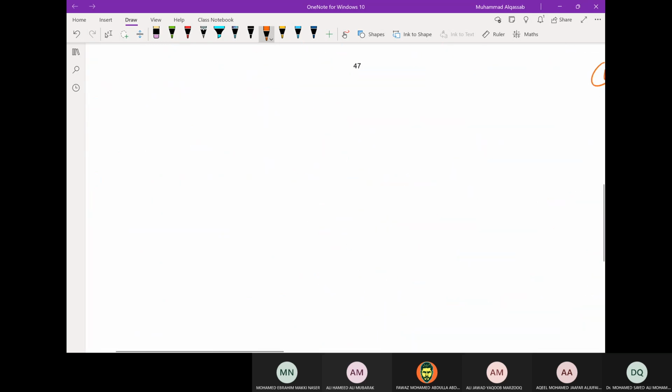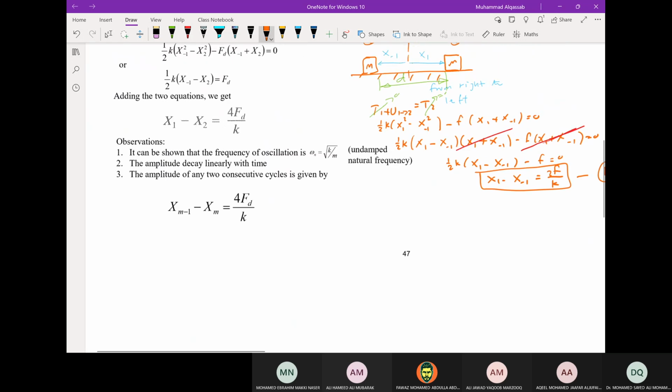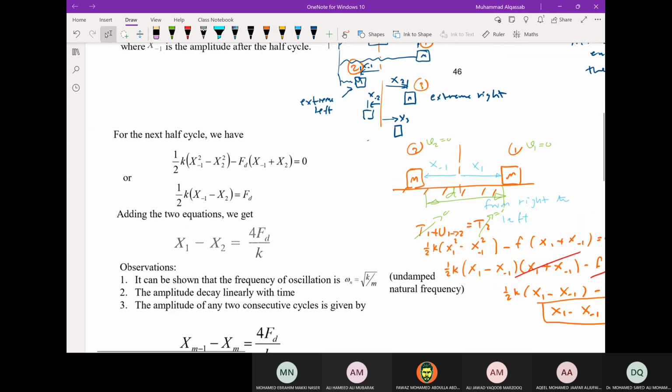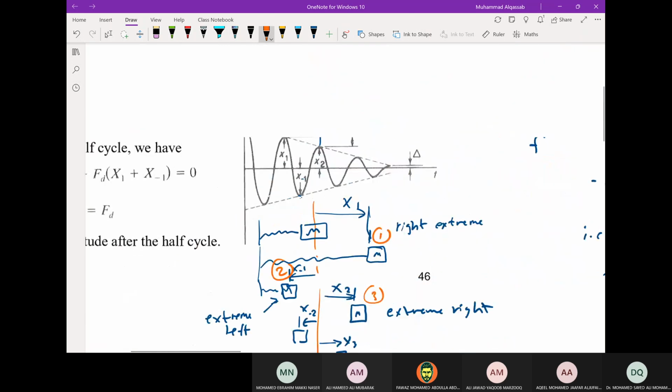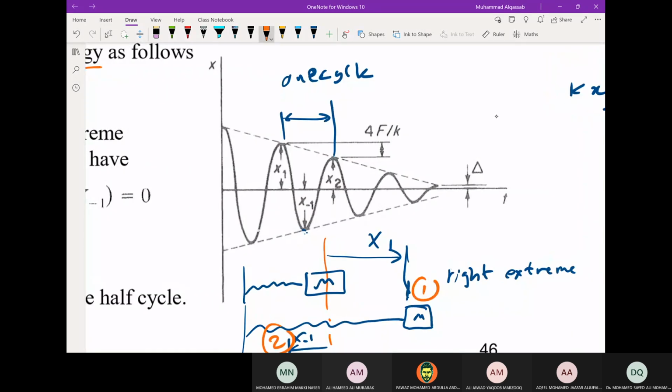They are summarized here on the last page. It can be shown that the frequency of oscillation is omega n, square root of k over m, which I showed you. That is the undamped natural frequency, so omega d equal to omega n. The amplitude will decay linearly because of the constant difference, as you can see here. The peaks lie on a straight line. Even the other peaks lie on a straight line. And this is called decaying linearly.